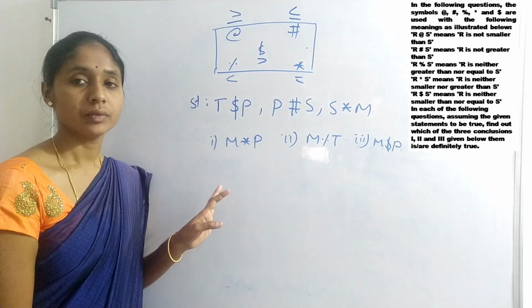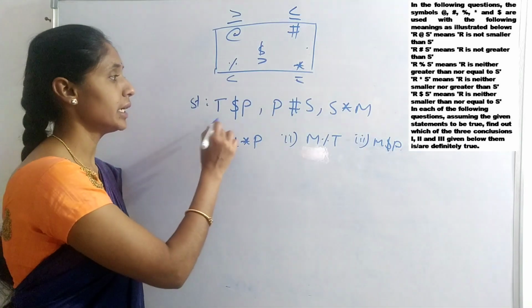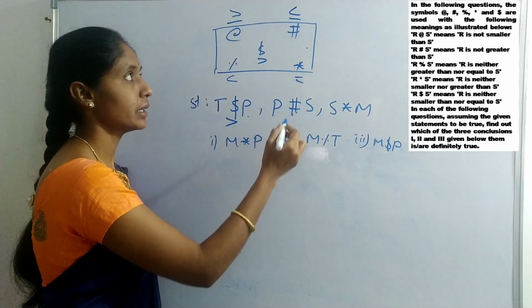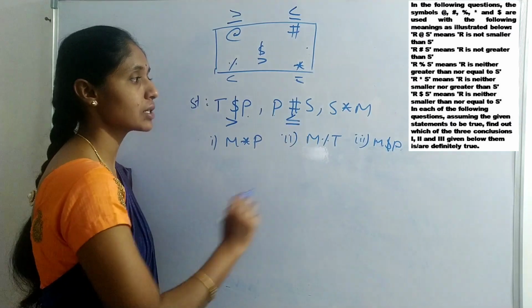Okay. Next question. T dollar P. Okay, T greater than P. P hash S. That is P less than or equals to S.